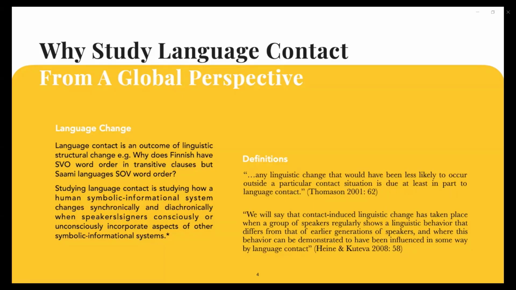Heine and Kuteva have something similar when they say, we'll say that contact-induced linguistic change has taken place when a group of speakers regularly show linguistic behaviors that differ from that of earlier generations of speakers, and where this behavior can be demonstrated to have been influenced in some way by language contact.